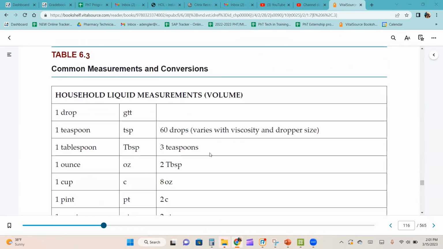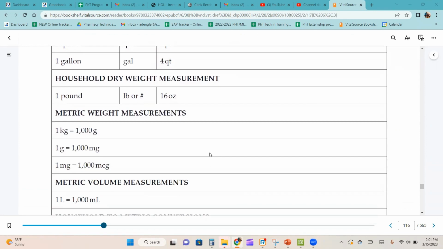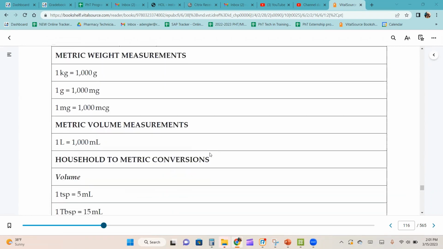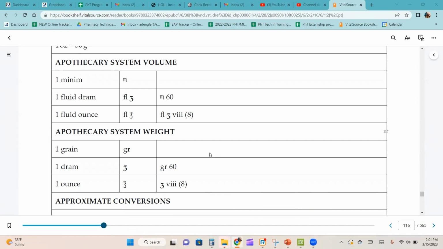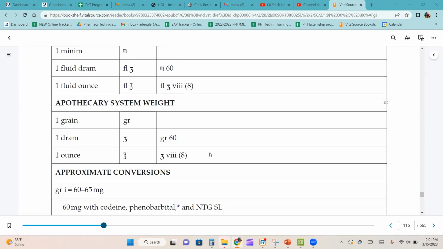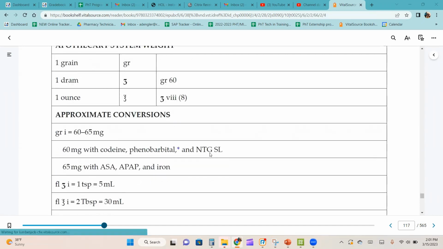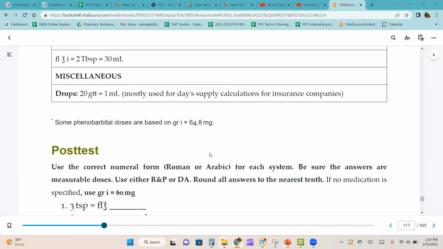So we have the household liquid measurements and volume, weight, dry weight, metric volume, and household and metric conversions. Then we have the apothecary system volume, the apothecary system weight, approximate conversions, and the miscellaneous.